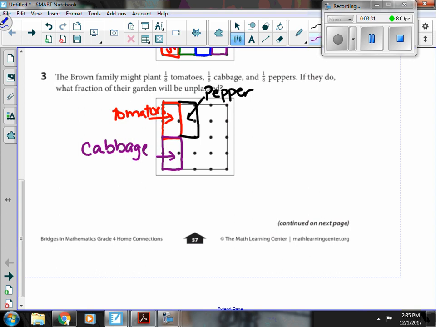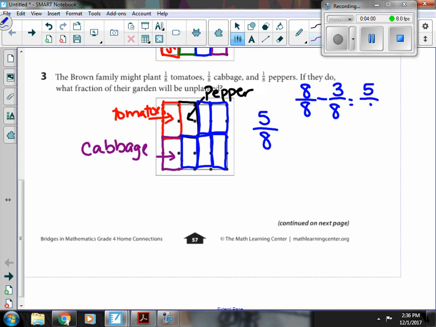unplanted? So I have another 1/8, 1/8, 2/8, 3/8, 4/8, 5/8. And I kept counting it out in eighths because that's what I started with. That way my denominator was the same. So I also could have said that the whole garden is 8/8, and I've used 3/8 of the garden, and 8/8 minus 3/8 is 5/8. So there's another variation on how you could have done that one.